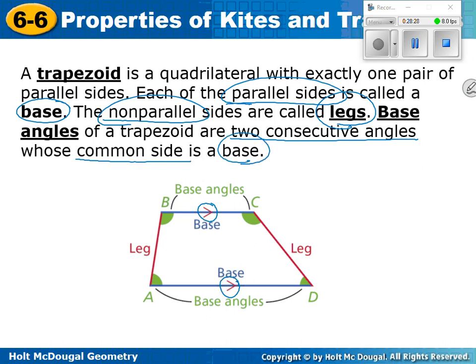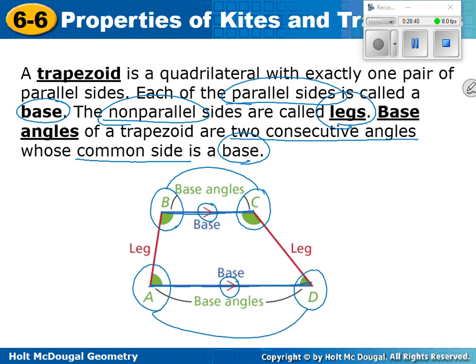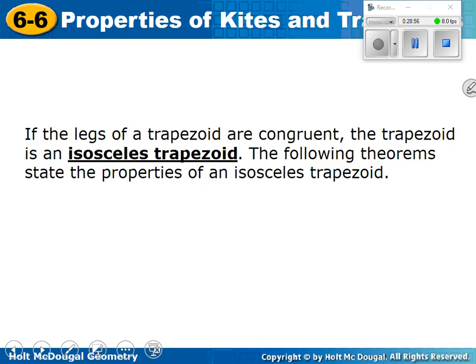The base angles are the two consecutive angles that share a common base. So when you look at our picture here, this base BC creates angles B and C. Therefore, they are base angles. This base down here forms angles D and A, so they are base angles. Is everybody okay with what a base angle is? Okay, so you have two pairs of base angles. A and B are not base angles together because they have different bases. Okay, then the last shape you're going to write down on your property sheet is isosceles trapezoid.